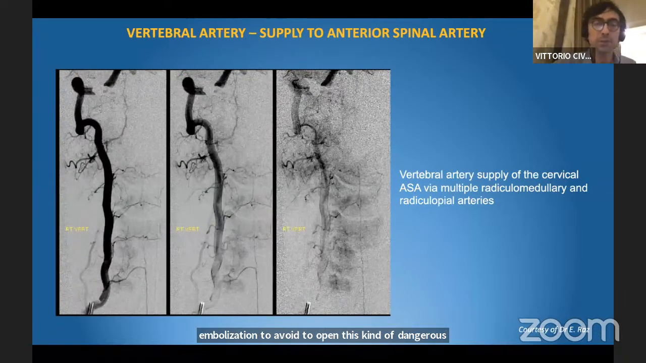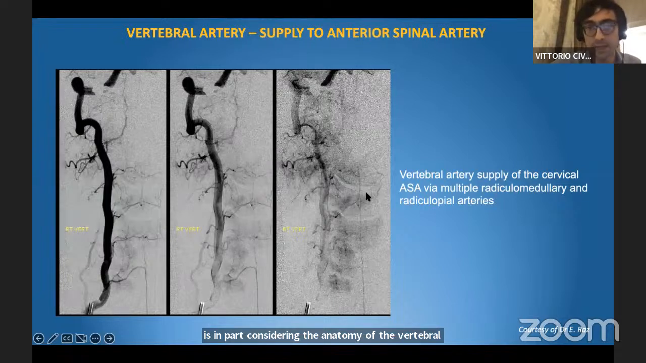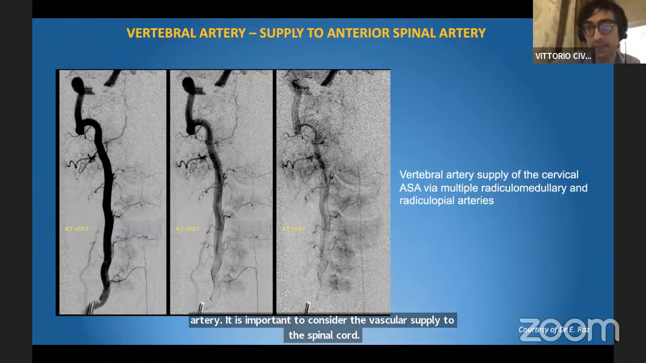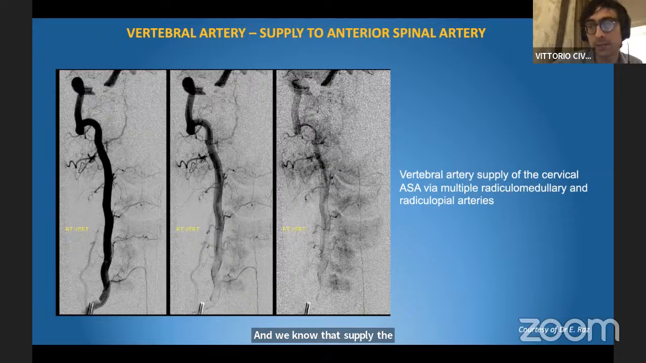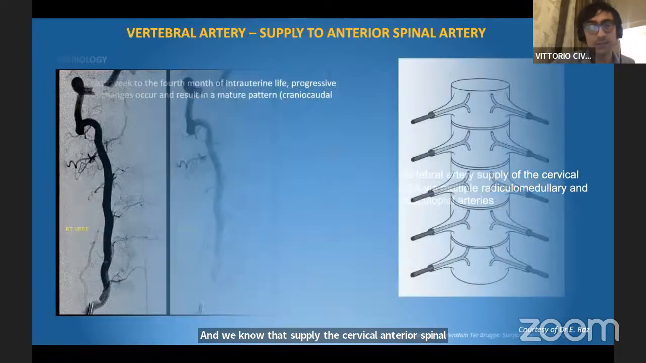Then, considering the anatomy of the vertebral artery, it is important to consider the vascular supply to the spinal cord. And we know that it supplies the cervical anterior spinal artery by multiple radiculomedullary arteries.